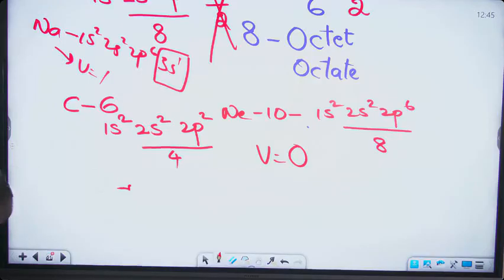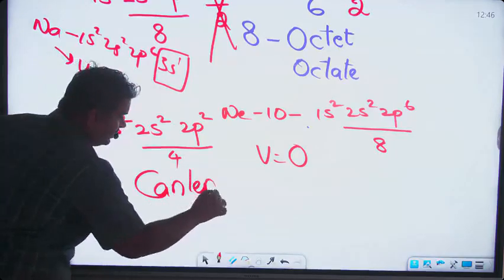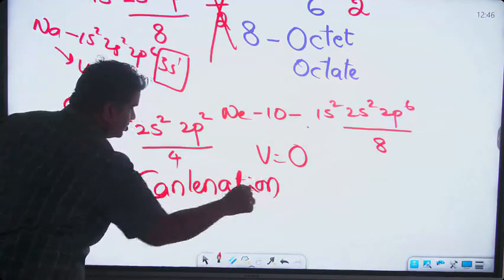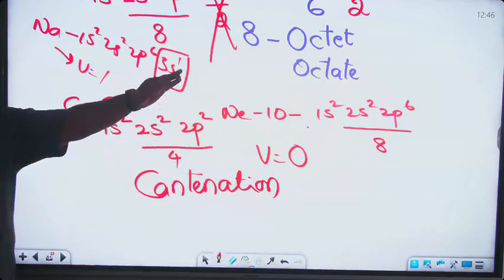That is the reason why carbon will never be involved in any form of ionic bond. What is an ionic bond? Transfer of electrons is called an ionic bond. So carbon is always involved only in covalent bonds, only in sharing of electrons. That is the reason why carbon exhibits one particular phenomenon, which is known as catenation. What is meant by catenation? Formation of long chain compounds.